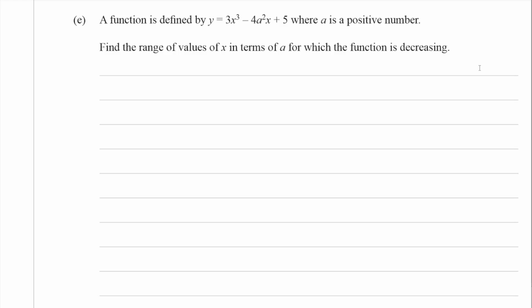Another cubic. We're given y equals 3x cubed minus 4a squared x plus 5, where a is just some positive number. Find the range of values of x in terms of a for which the function is decreasing. Just a reminder, decreasing means a negative gradient.